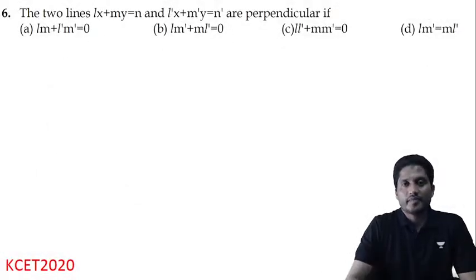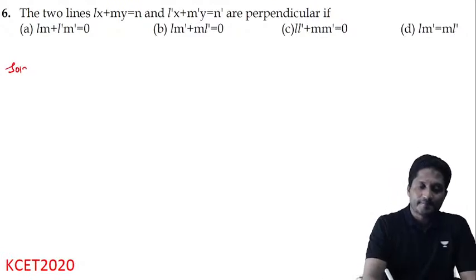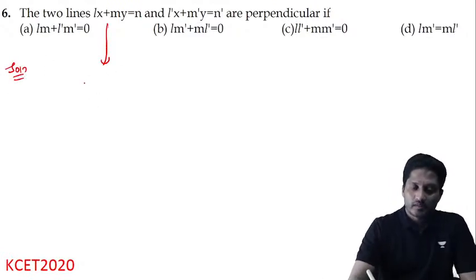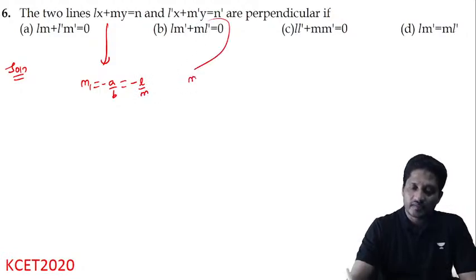If the two lines are perpendicular, then which of the following is true? Right? What is the slope of this line? Slope of this line is minus a by b, right? Which is equal to minus L by m. And slope of the other line is minus a dash by b dash, that is minus L dash by m dash.